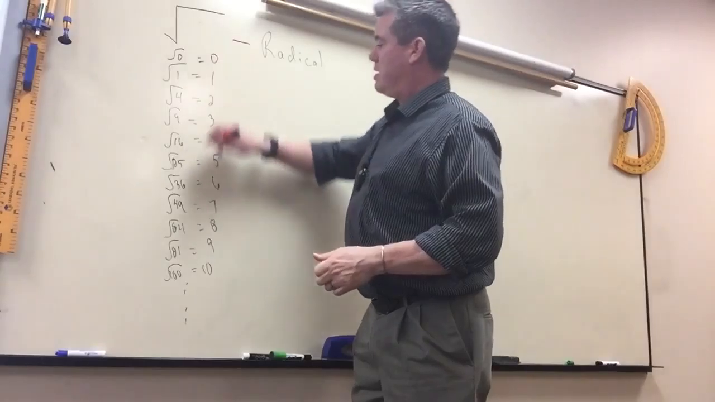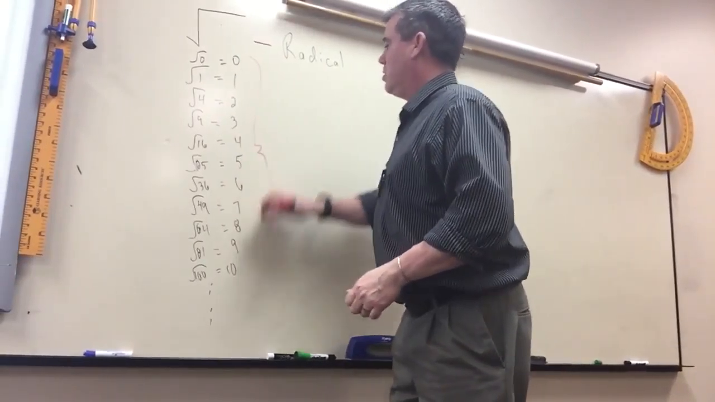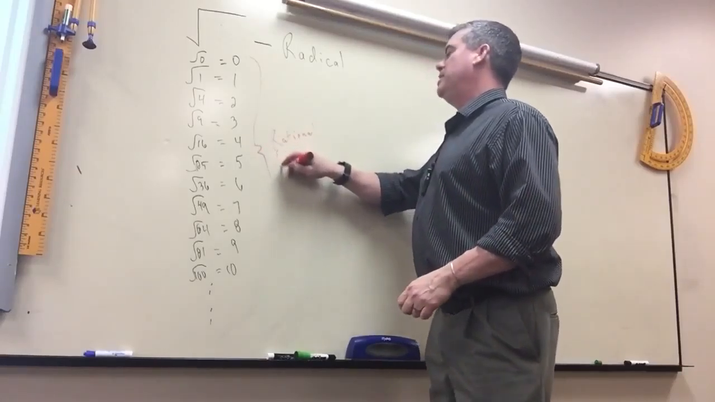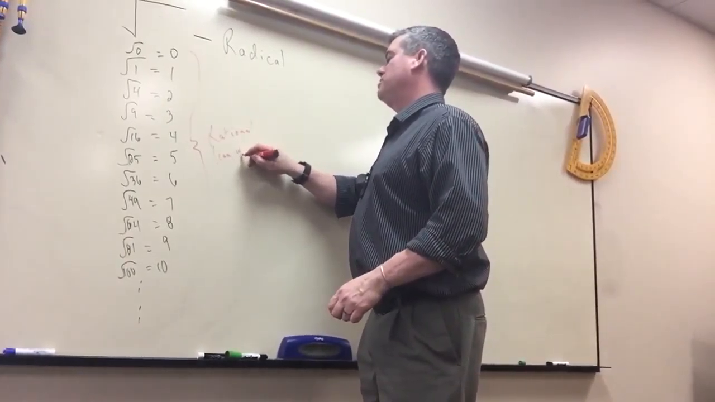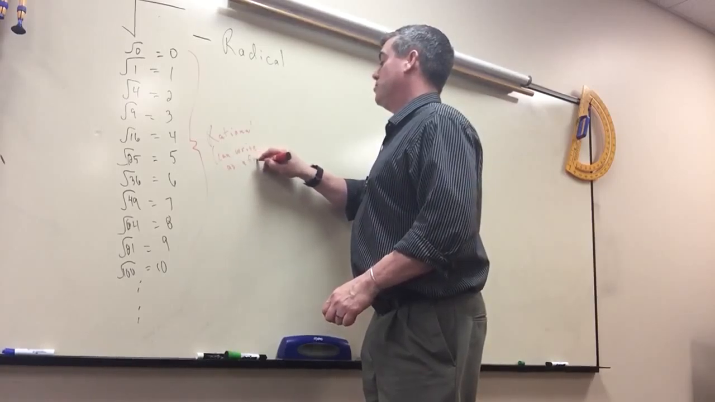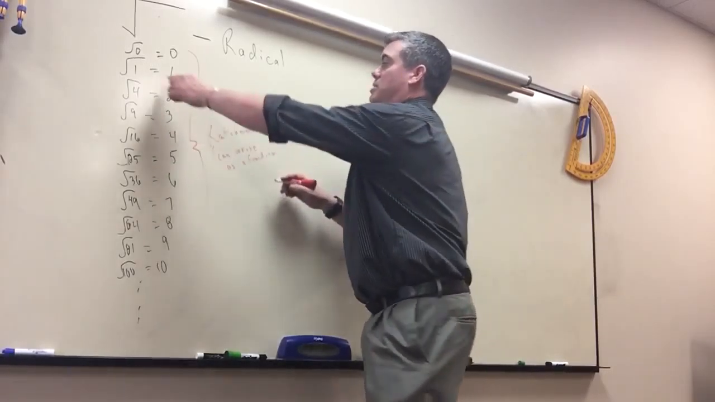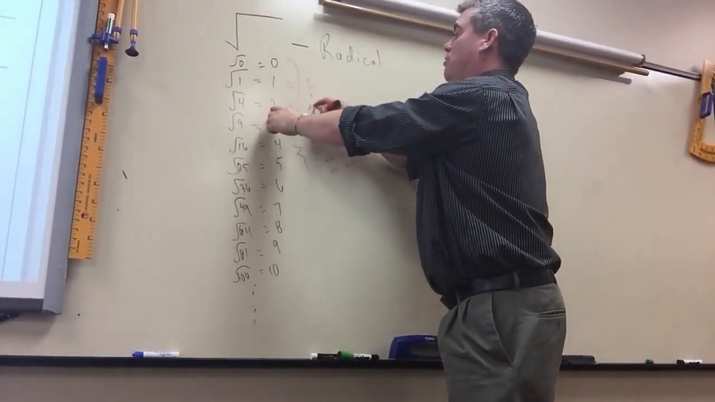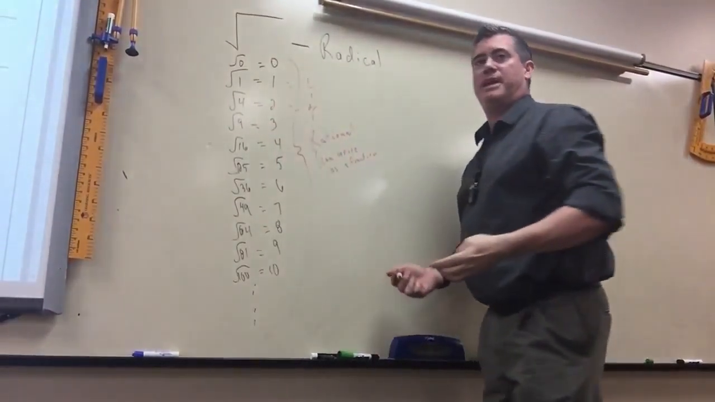The perfect squares are all rational. Rational means you can write it as a fraction. Because the square root of 1 is 1, we could write that as 1 over 1. 2 over 1. We can write every one of these as a fraction.